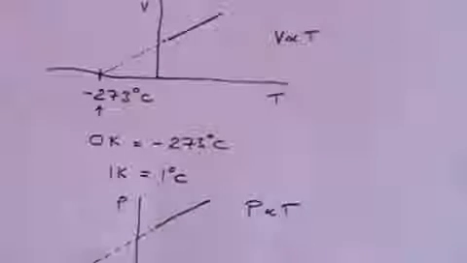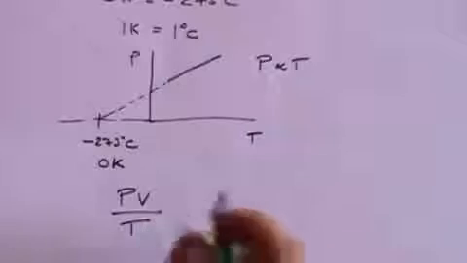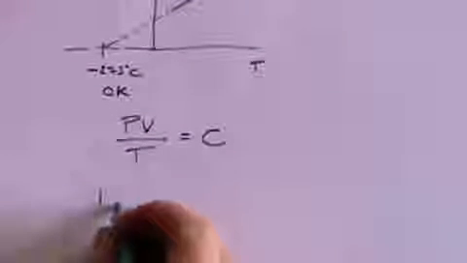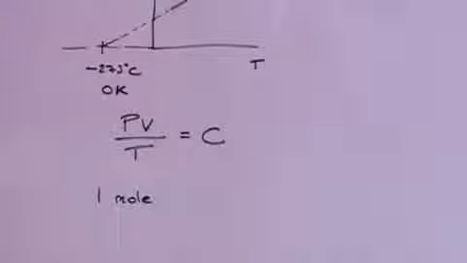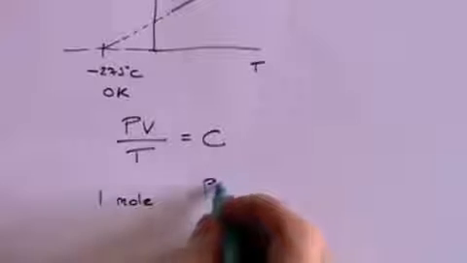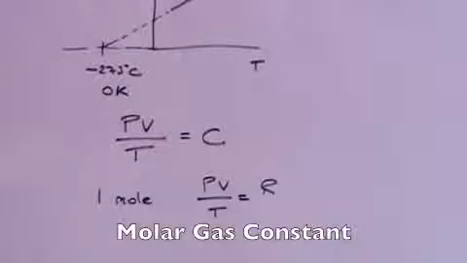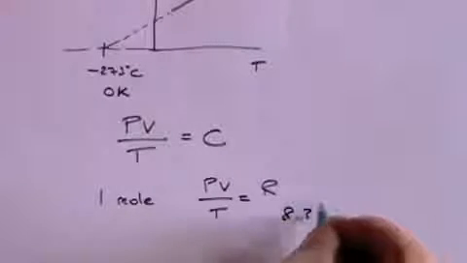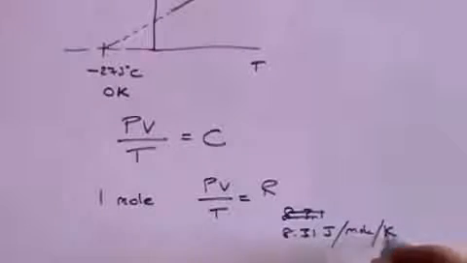Volume is proportional to temperature and pressure is proportional to temperature. And if we put all of those together and combine them, we get that pressure times volume over temperature is a constant, which I'll call C for the time being. But that constant is obviously going to depend on how much gas you actually have. So let's consider 1 mole of a gas. Now, a mole is simply the atomic weight of the gas expressed in grams. So for example, hydrogen, the atomic weight is 1, so 1 mole of hydrogen is 1 gram of gas. Then we would say that PV over T equals R for 1 mole of gas. And R is the molar gas constant. And its value is 8.31 joules per mole per degree Kelvin.